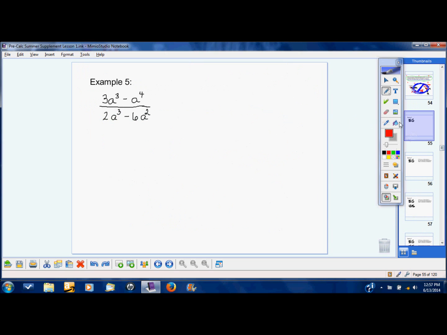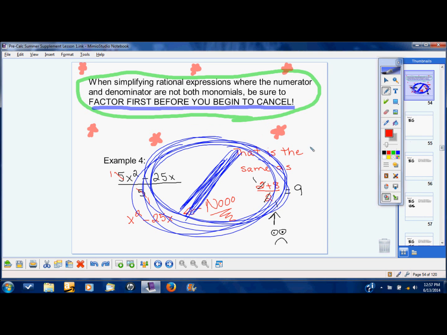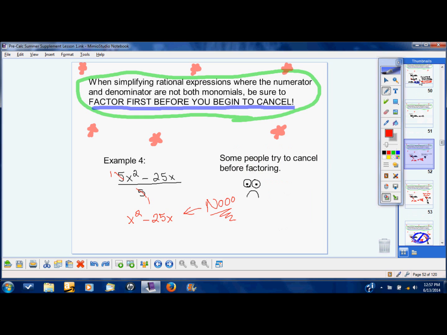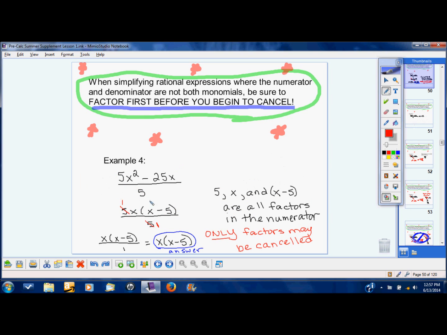Alright, remember where we stopped yesterday? It was that you have to factor first before you begin to cancel. And we looked at an example where we factor first. You factor first, and then you can cancel out, and that's not a problem.